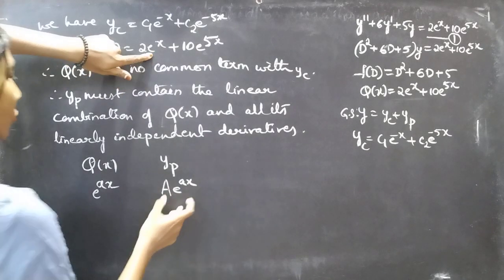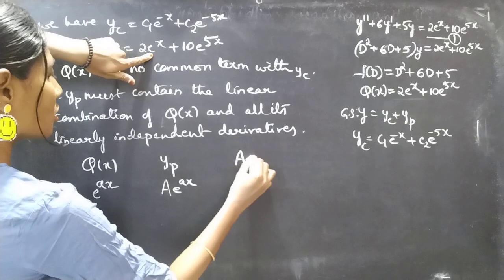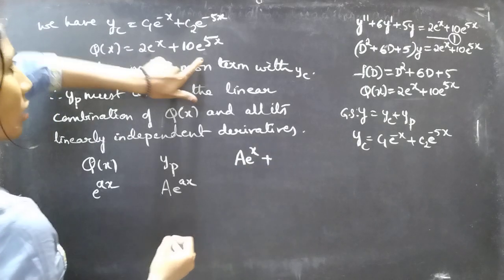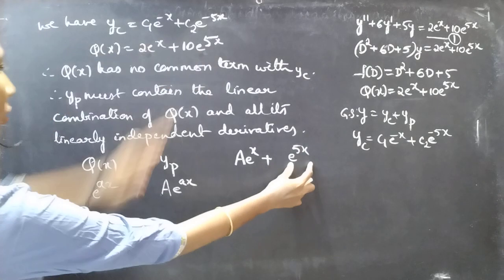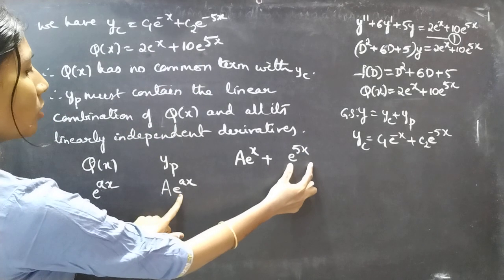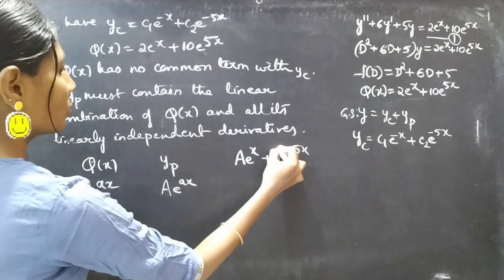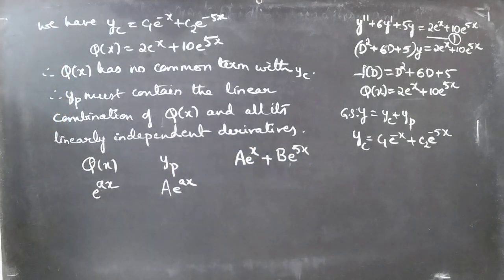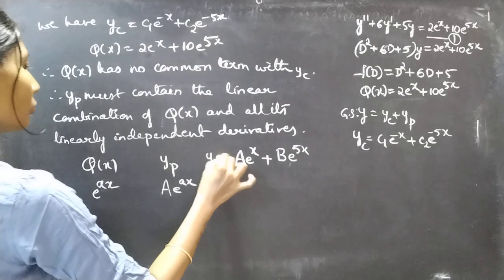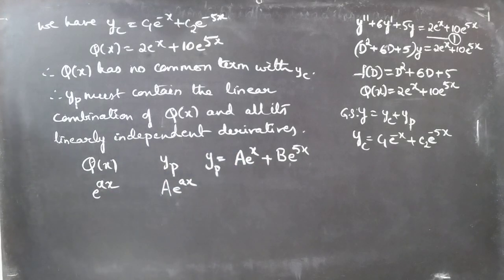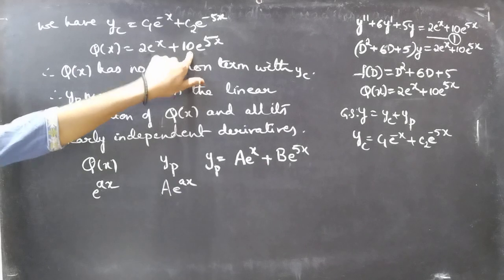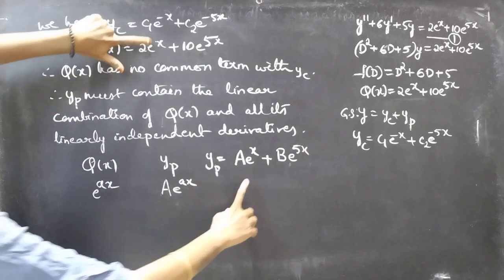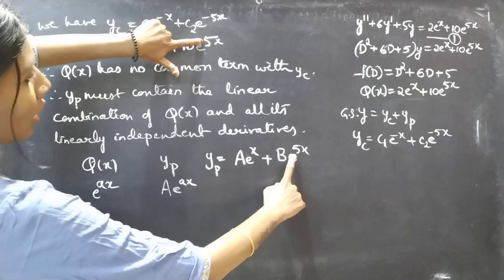For e power x, the formula will be one constant into e power x, plus we have another term which involves e power 5x. For e power ax, your yp will be e power x with some coefficient, say b. This is the direct formula. So this is a yp when q of x is 2 e power x plus 10 e power 5x, for a equal to 1 and for a equal to 5.